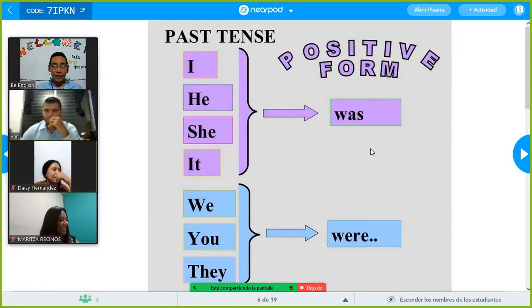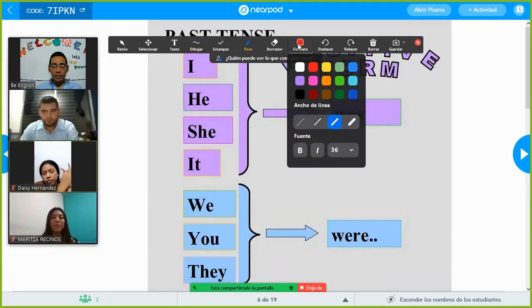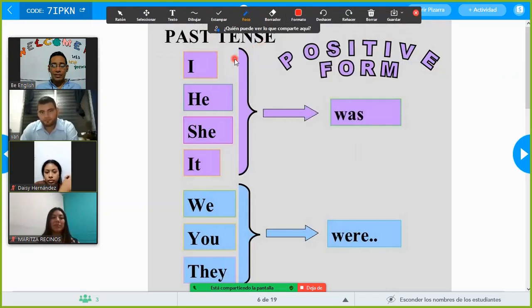Okay, so here, this is what we studied before. Basically, what we have to understand in this topic is this, right? In the past tense, we use was for I, he, she, and it. So we say I was, he was, she was, and it was. And this is the positive form. Now we have we were, you were, and they were, and that's the positive form, okay?